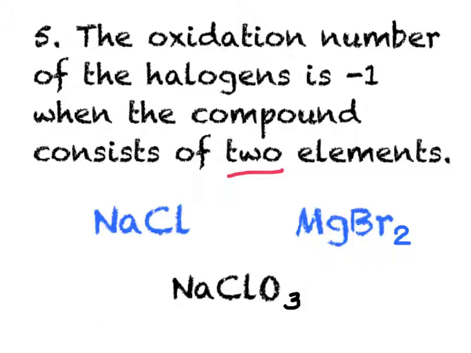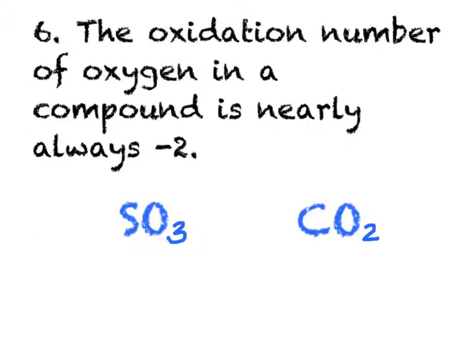If we look at magnesium bromide, again, only 2 elements, magnesium and bromine. So bromide's going to have an oxidation number of minus 1 there. If you look at something like sodium chlorate, that's going to have sodium, chlorine, and oxygen as elements, which means that the oxidation number of the chlorine in this instance is not going to be minus 1. So the rule doesn't apply to something like that. I'm going to show you how you would work out the oxidation number of chlorine in sodium chlorate a little bit later on.